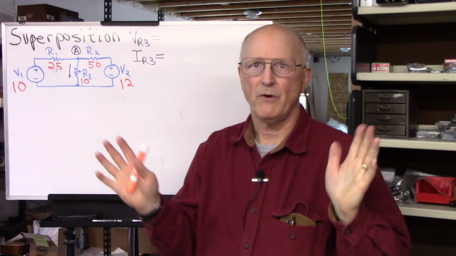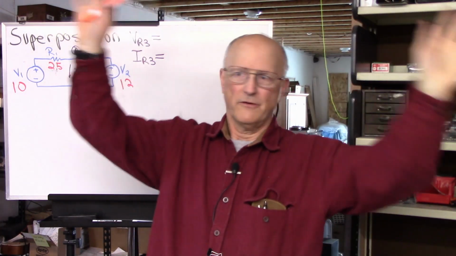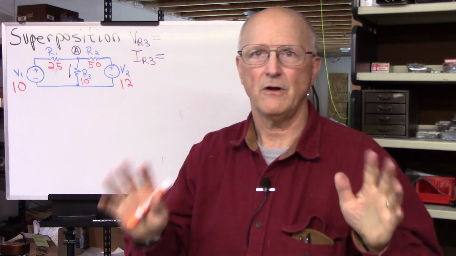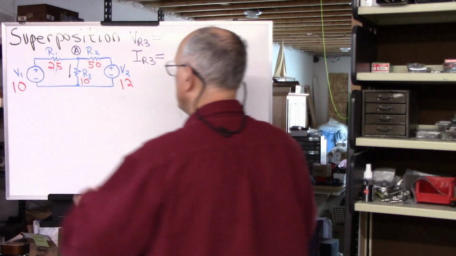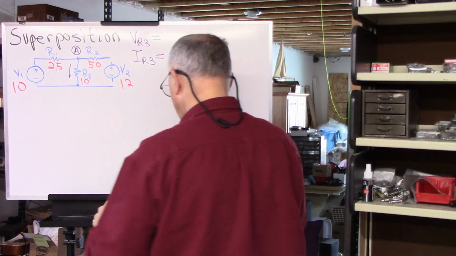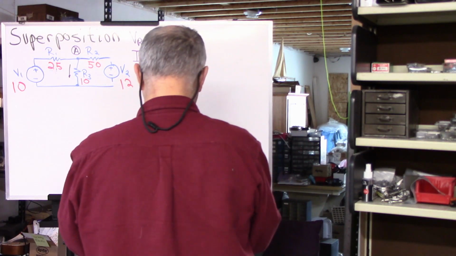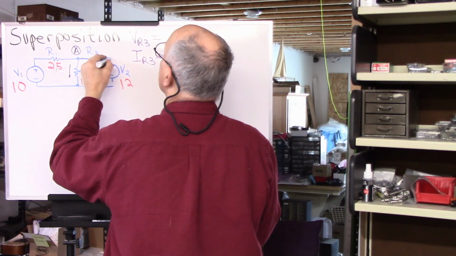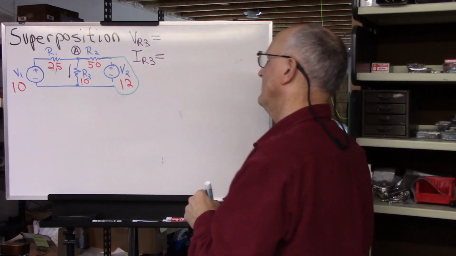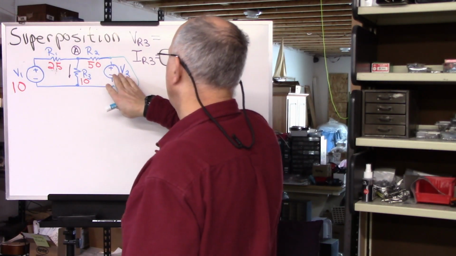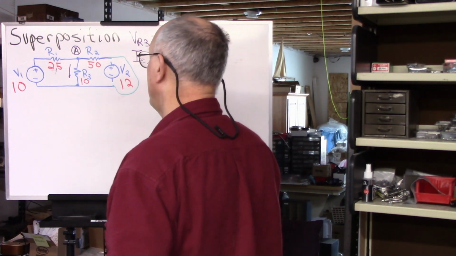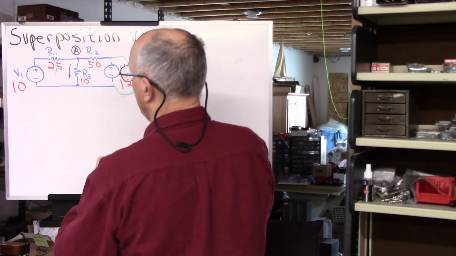Okay, so step one, we turn off all other voltage sources except one and solve for all of the currents in the circuit. When you turn off a voltage source, that means the voltage source is replaced with a short. So we've turned off voltage source 2. It gets replaced with a short, and this is what we're left with.